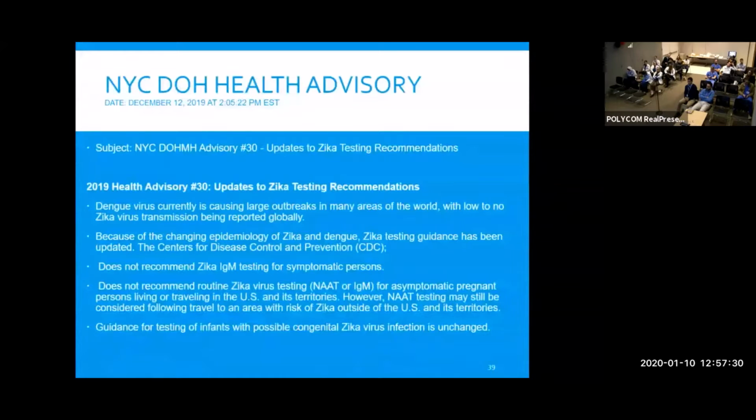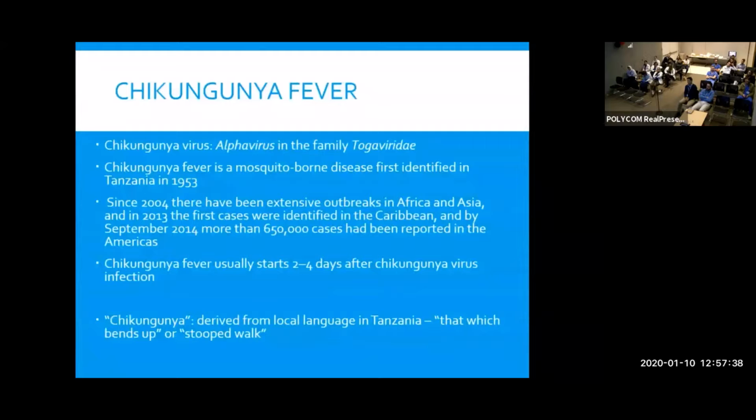Congenital Zika testing hasn't changed. All the babies should be tested if the mother was exposed, or even the father. So we're going to end up on chikungunya. It's an alphavirus, yet another mosquito-transmitted viral infection.